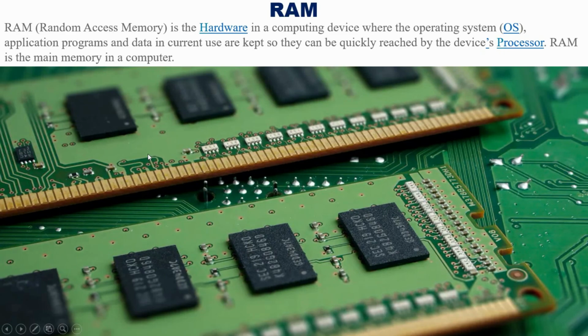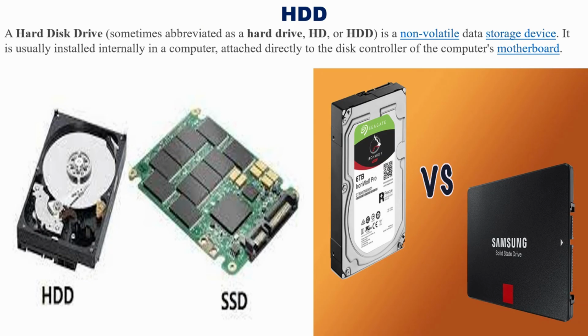Then RAM. RAM is also one of the key factors that determines the speed of your computer. RAM is the hardware in a computing device where the operating system, OS, applications, programs, and data in current use are kept so they can be quickly reached by the device's processor. RAM is the main memory in the computer. The higher the RAM, the higher the speed of your computer.